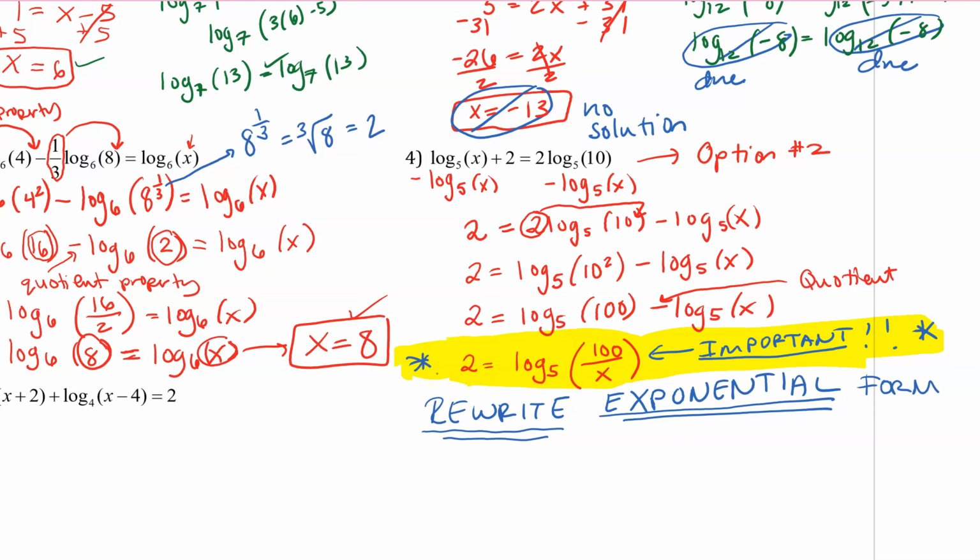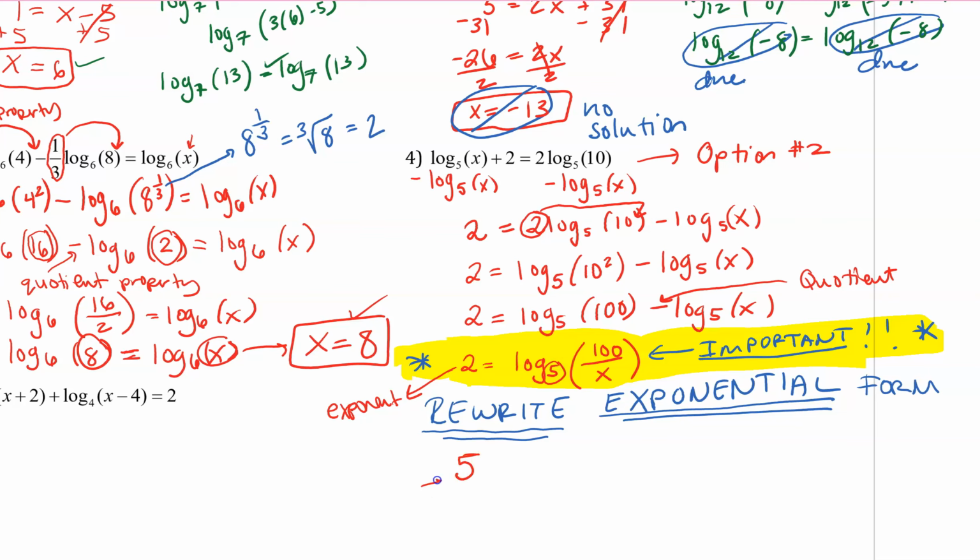Right now, we're saying that if I take a base of 5 and raise it to a power of 2, it's going to result in this expression, 100 over x. That's what this expression is saying. That's the definition of a log. Whatever the log equals is the exponent, right? 2 is the exponent because it's what the log equals. So then what's the base of the log? 5 is the base of the log. So we're going to write it that way.